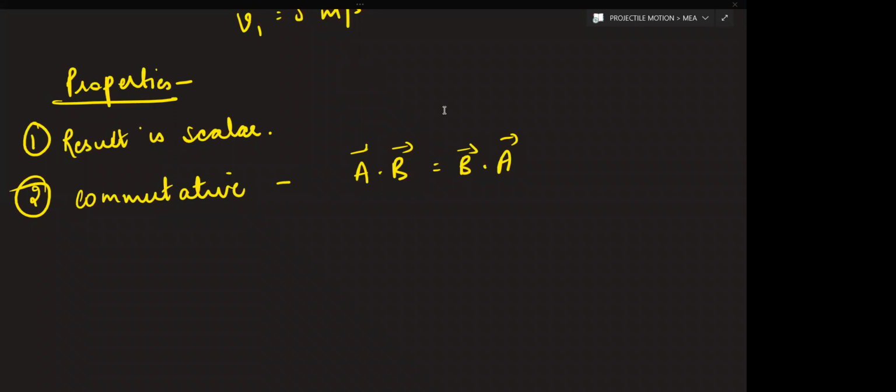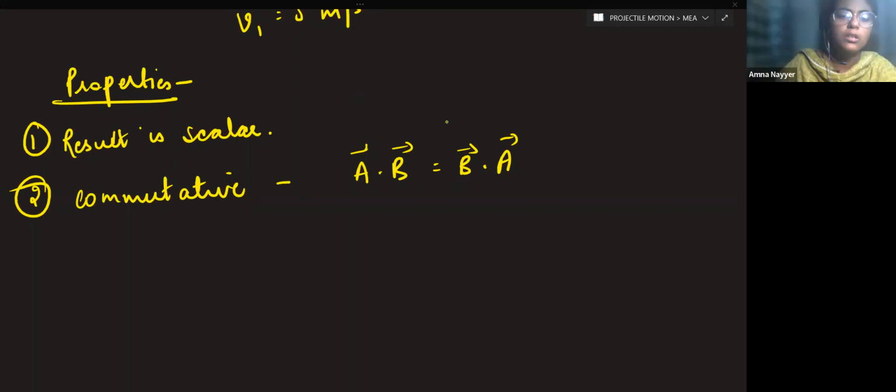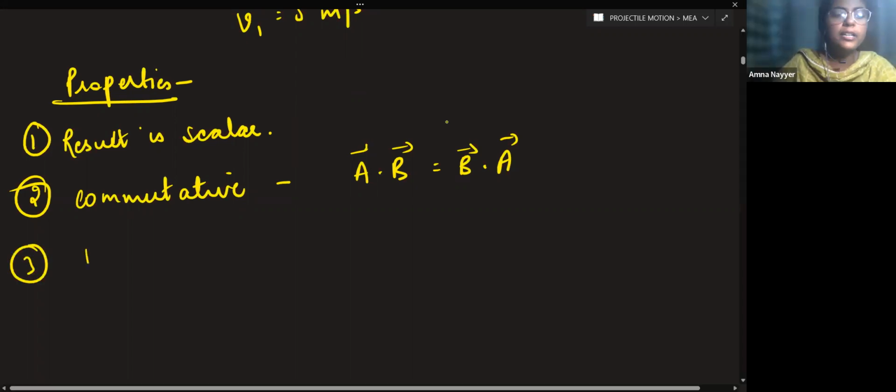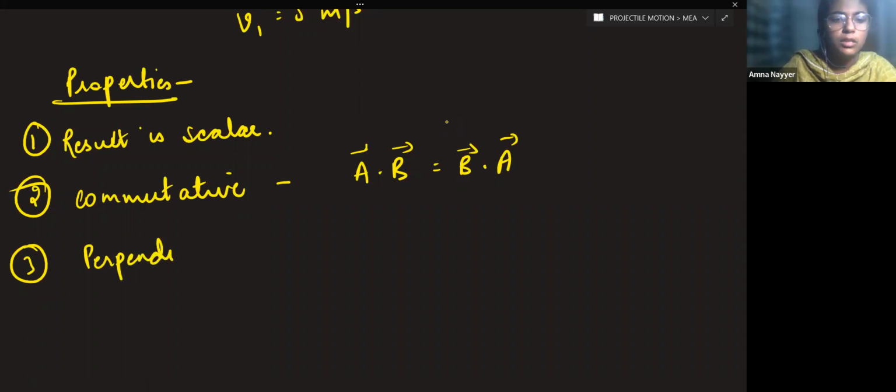Zero. Cos 90 is 0. So the third point is about perpendicular vectors. For perpendicular vectors, the dot product is always 0.